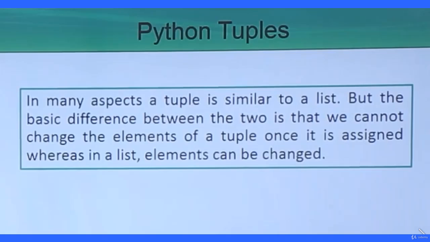So let us go for what are the differences and features of tuples we are going to discuss here. In many aspects, a tuple is similar to a list, but the basic difference between the two is that we cannot change the elements of a tuple. That is, a tuple is immutable once it is assigned, whereas in a list the elements can be changed. That means list is mutable.